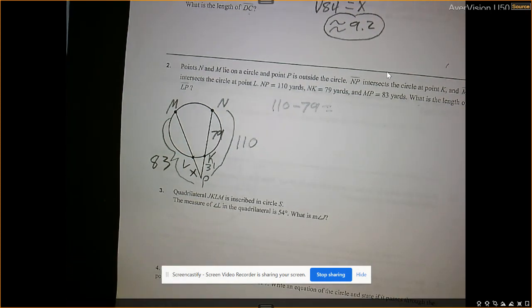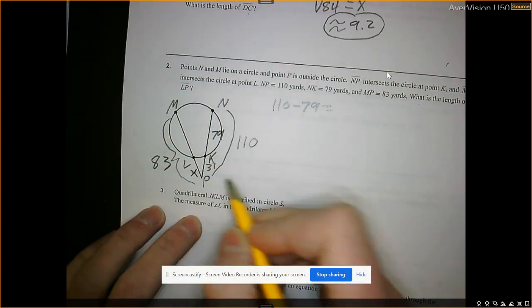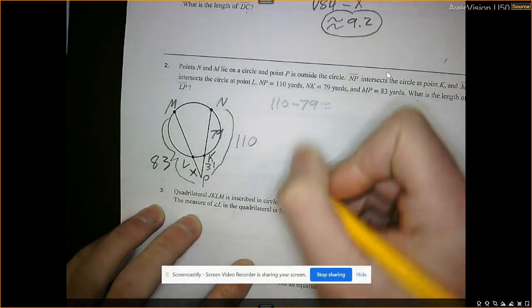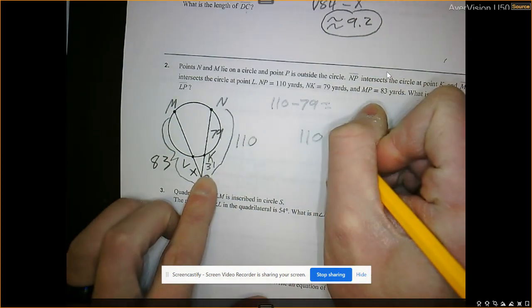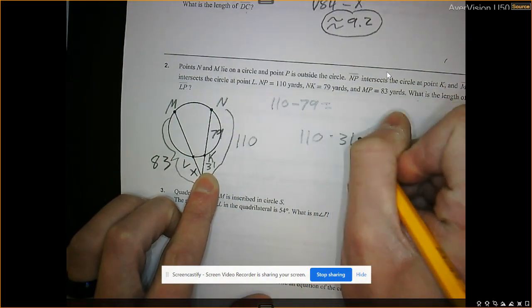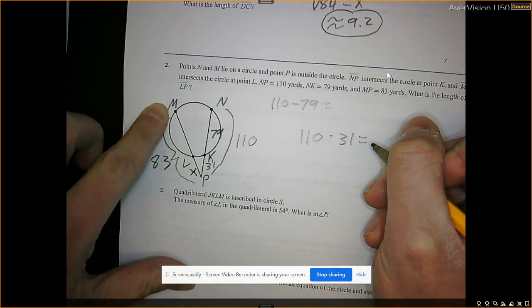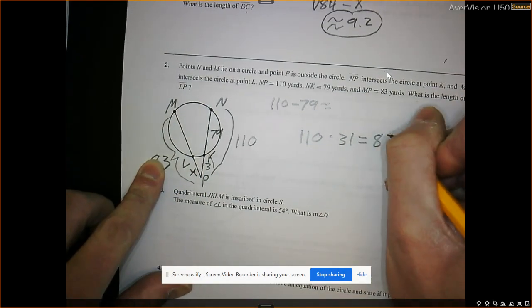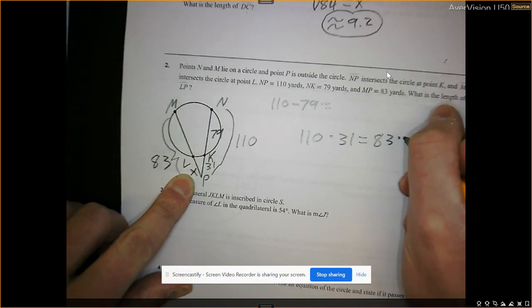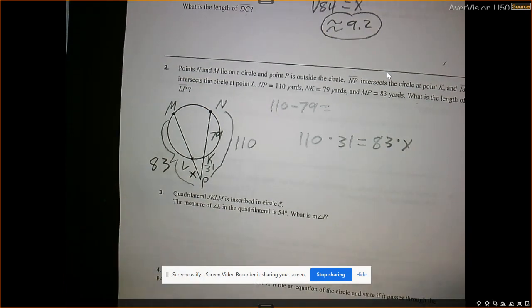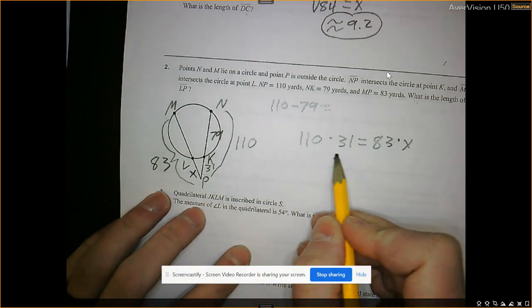Now we have enough information to go ahead and say, okay, whole length, that's 110, times external length of that one, which is 31. Again, that equals whole length of this secant, which is 83, times external length of this secant, which is just x. Okay, from there, let's go and do the math.